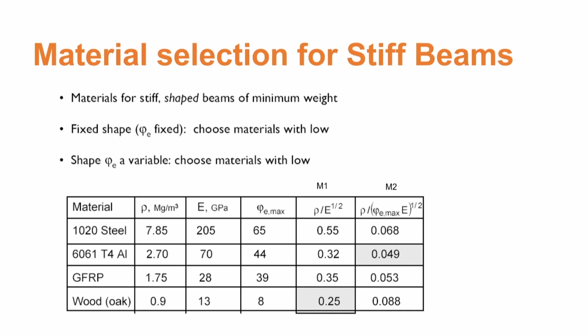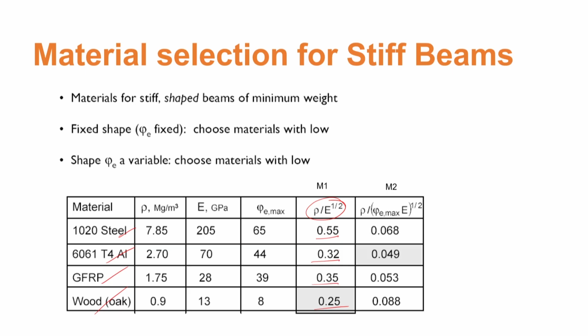Now, I also have put the same thing here in terms of material selection for steel, titanium alloy, GFRP and wood for a stiff beam. And then there are two different property indices. One corresponds to the square root of E over rho, and that will give you the masses if I calculate, and another is if I consider the shape factor with it, that is rho over square root of phi E.